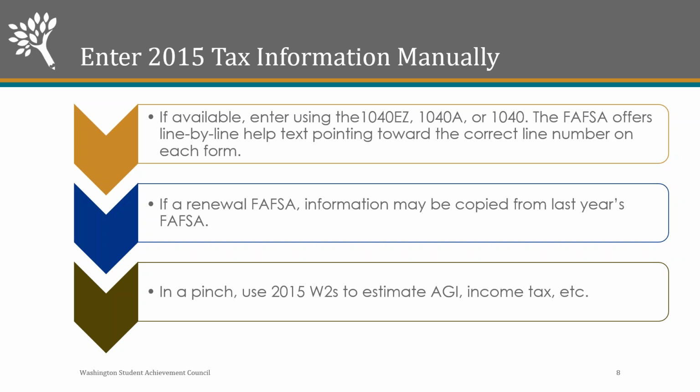And if you have already done the FAFSA and you are just renewing your FAFSA, some of that basic information about you can be transferred into the FAFSA, so it's a little bit easier. In a pinch, if you can't get your tax transcript, you can use your 2015 W-2s to estimate your adjusted gross income, your income tax, and anything else that they're asking. But you want to make sure you go back in and enter in the accurate data from your tax transcript after you've submitted it. So you can submit it with the estimated information, but you want to update it with the accurate information afterwards.